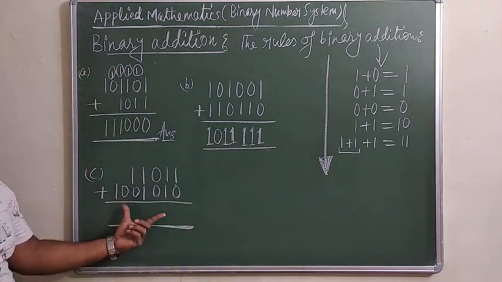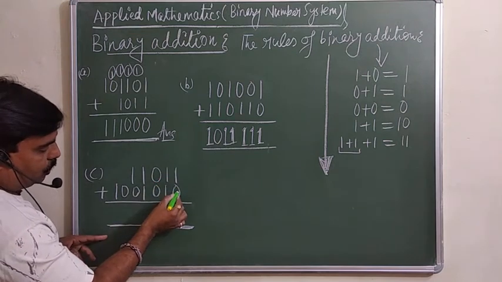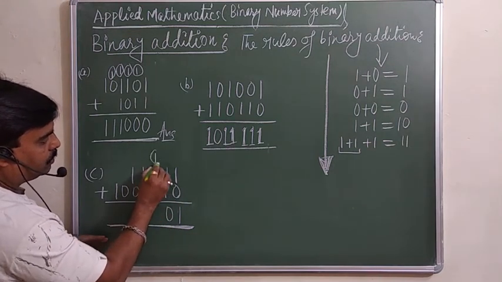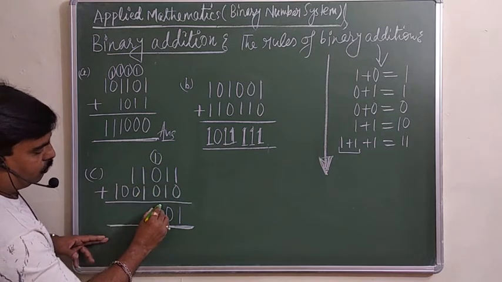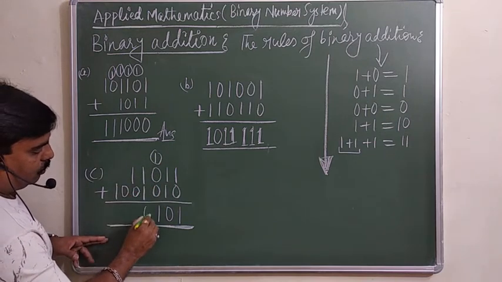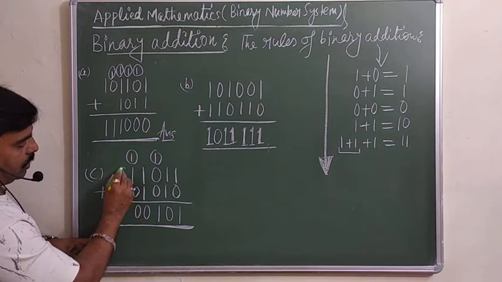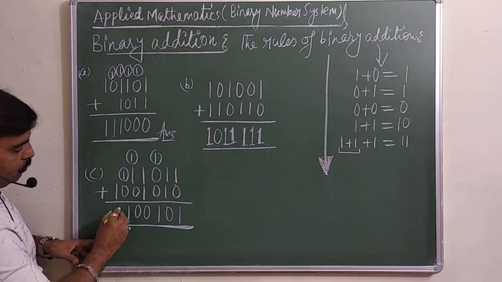See, now similarly here only. 1 plus 1, 0, carry 1. 1 plus 0 that is 1. 1 plus 1, 10, 0, carry 1 will come here. 1 plus 1 is 10, 0, carry 1. And 1 plus 0 is 1, and this 1 will remain as it is.